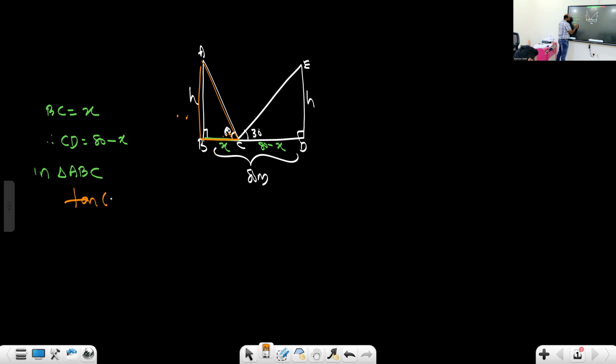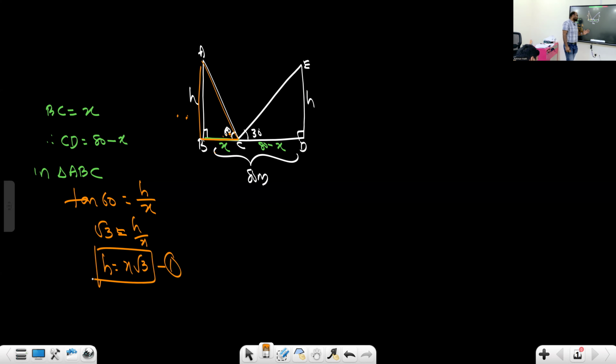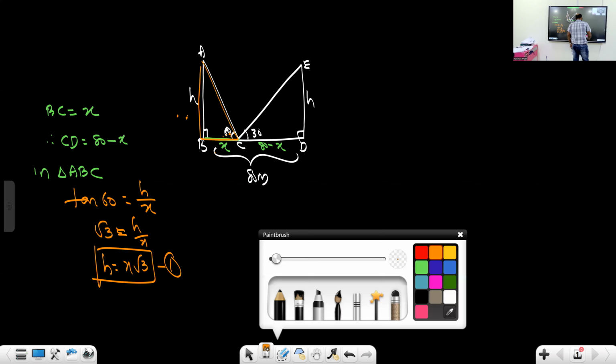Tan 60 is root 3, equal to h by x. So h equals x root 3. Equation number 1. Anybody have doubt? Let me know. Everyone should practice the same topic today or tomorrow. Don't forget about that. In the same way we are taking this triangle, the second triangle we are taking.